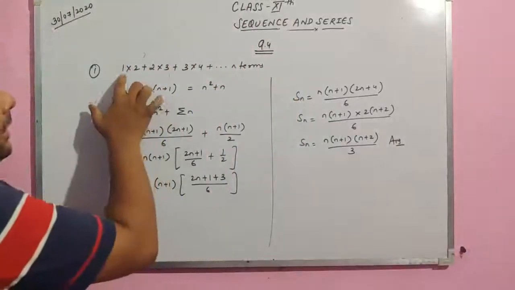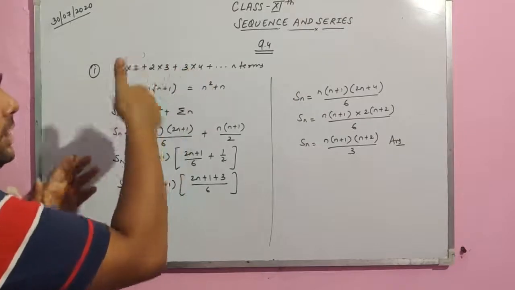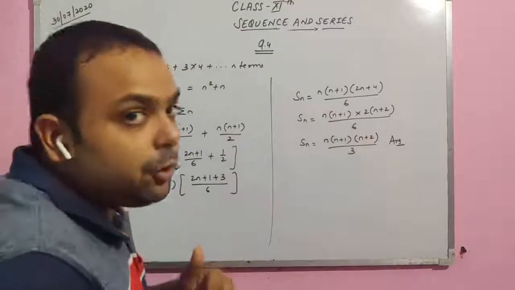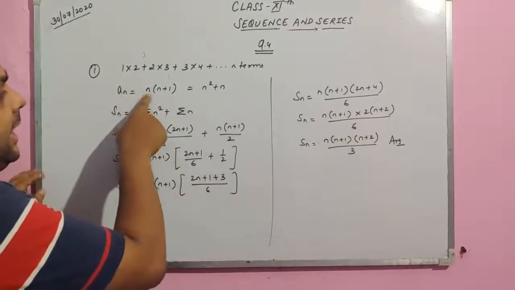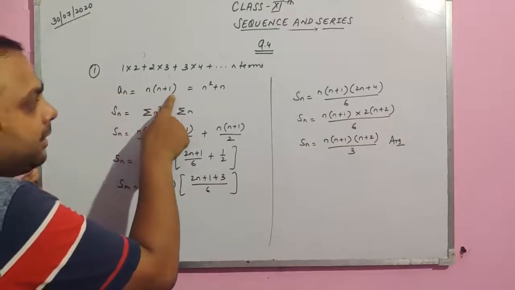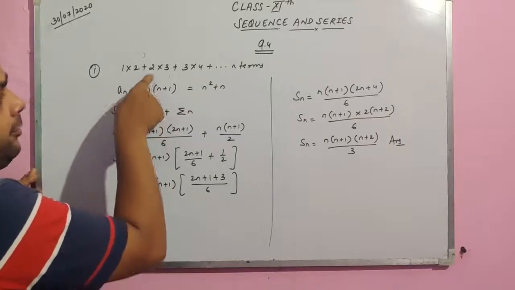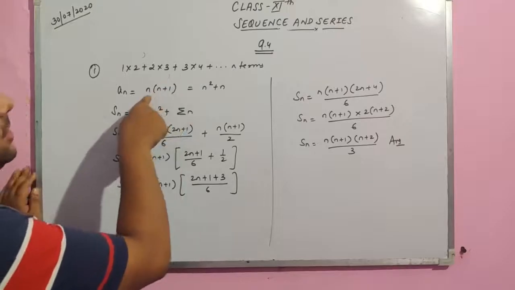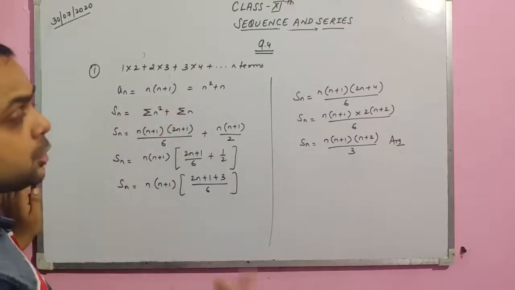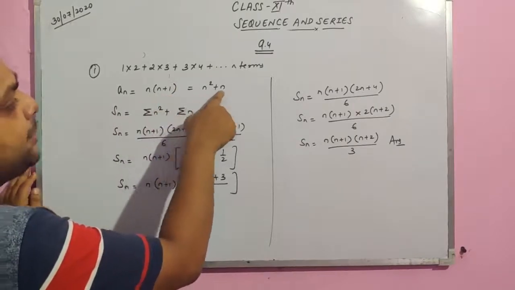Now this is 1 and this is 2. This is 2 and this is 3. This is 3 and this is 4. So each term is consecutive to the previous one. So the general term is n multiplied by n plus 1, where if we put n as 1 we get this as 2, if we put n as 2 we get this term as 3, if we put 3 we get this term as 4. So the general term is n multiplied by n plus 1, which is n square plus n.